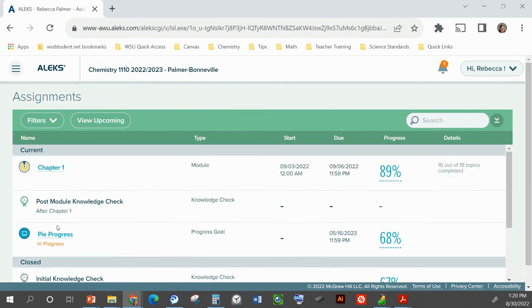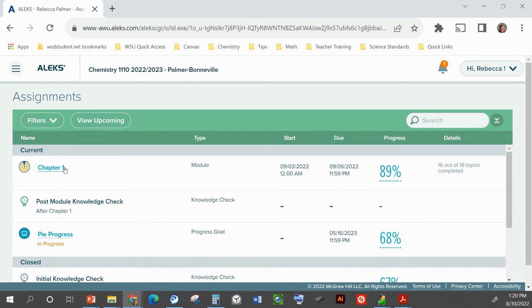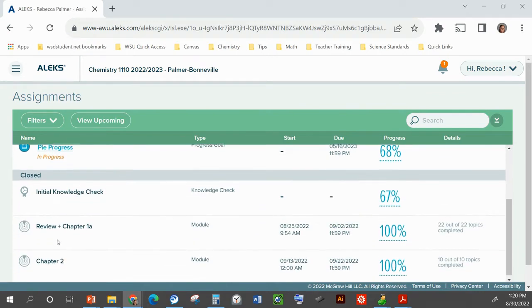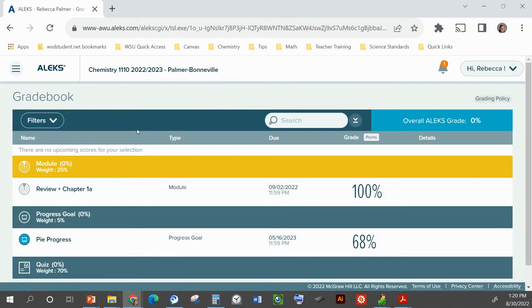And then the next assignment is this chapter 1. So if I go to assignments, I can see what assignment I should be working on. I should be working on chapter 1. I finished the initial knowledge check and I finished this review chapter 1A. It tells me I'm 100% done. The other thing that I need to look at is my grade book. The grade book is where the scores from Alex will move to Canvas. Once I get 100% on an assignment, it'll show up as 100% on the grade book, and that locks in.